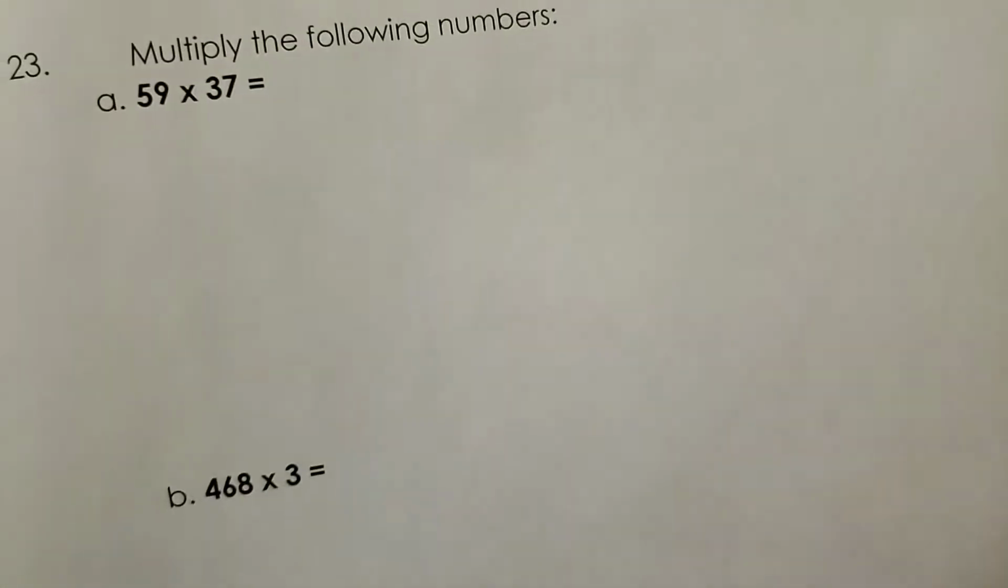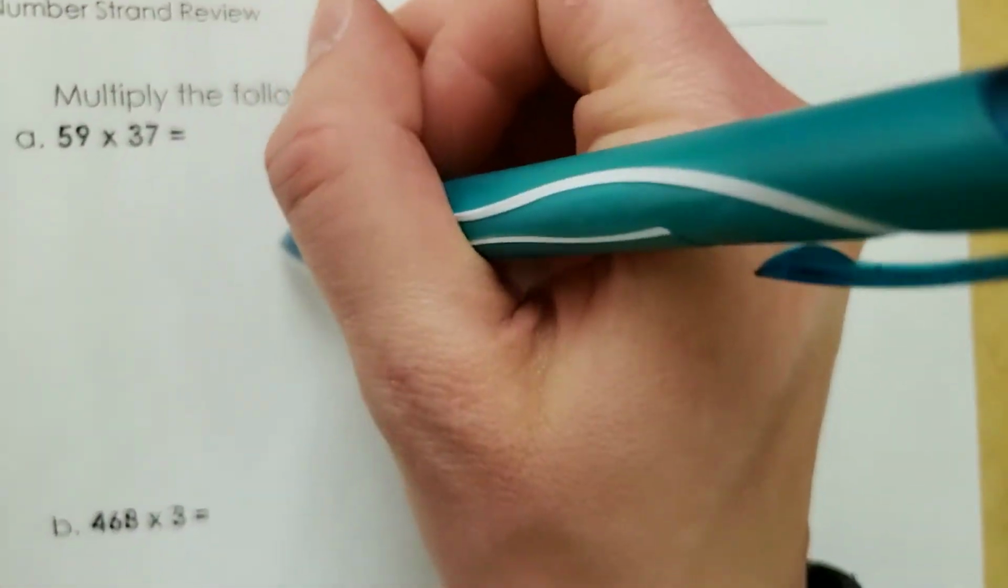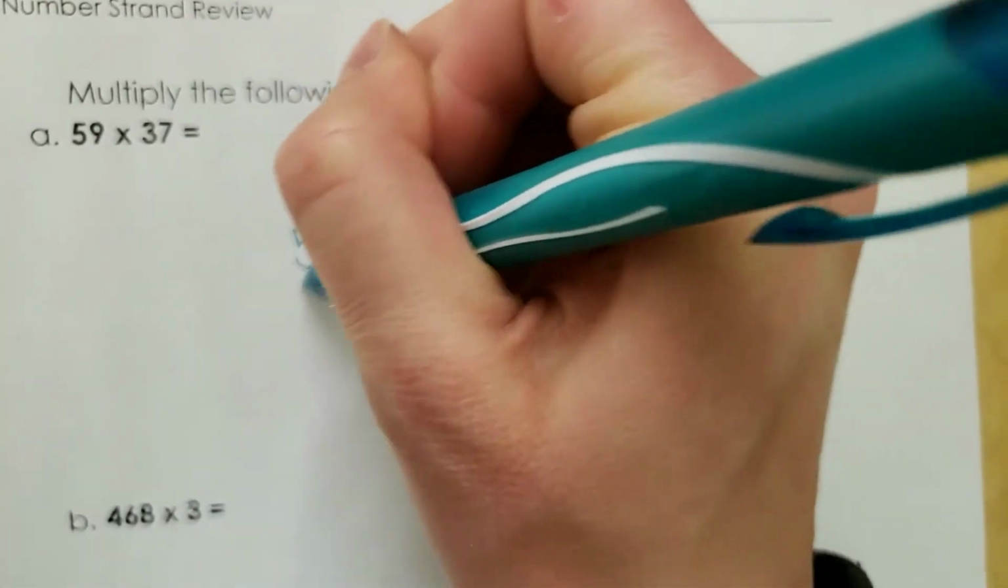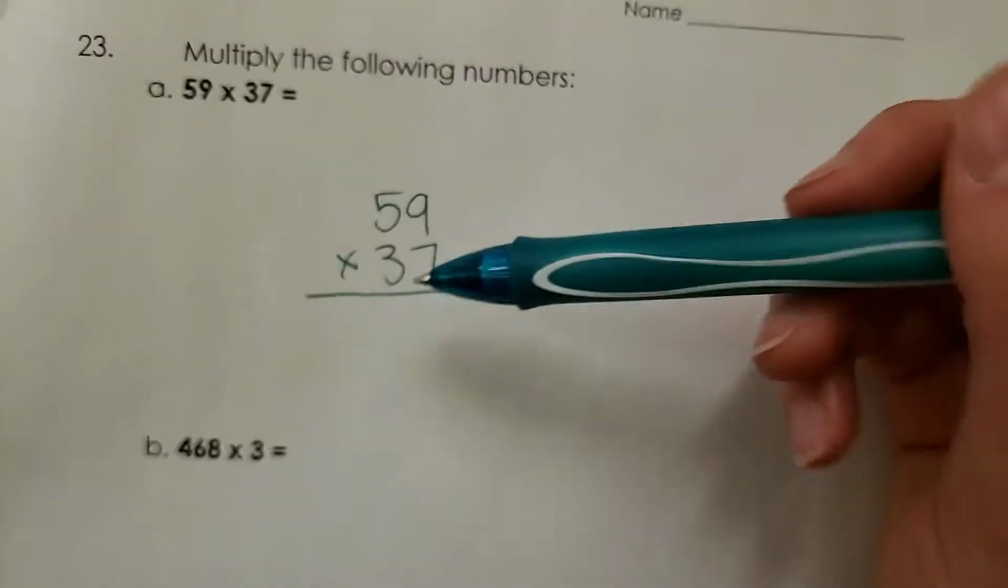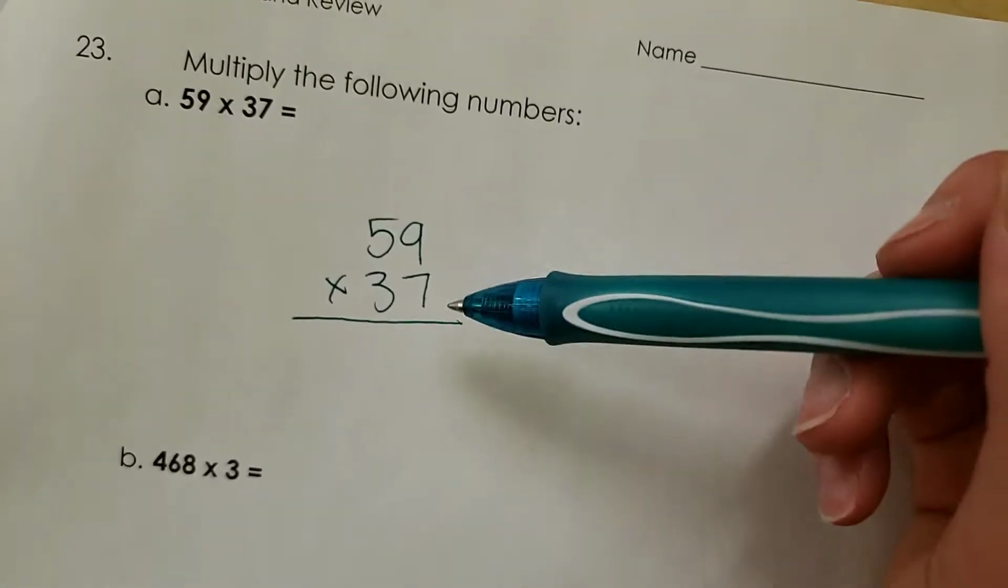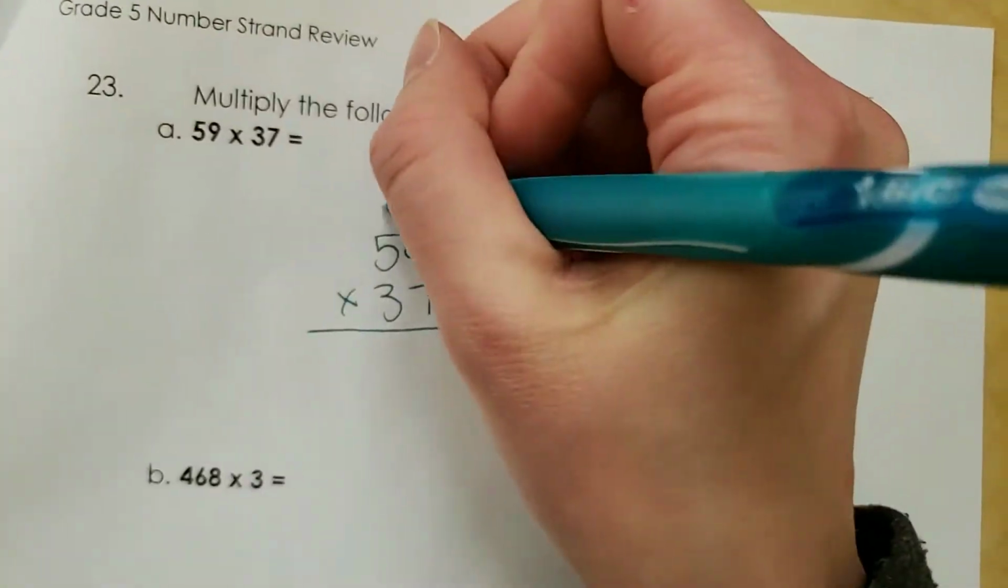Okay, last page here. So we've got multiply the following numbers. So this one had some multiple steps here. So 59 and 37. You want to write it like this first. Then we're focusing on the 7 and the 59. So 7 times 9 is 63. 6 goes up here, 3 down there.